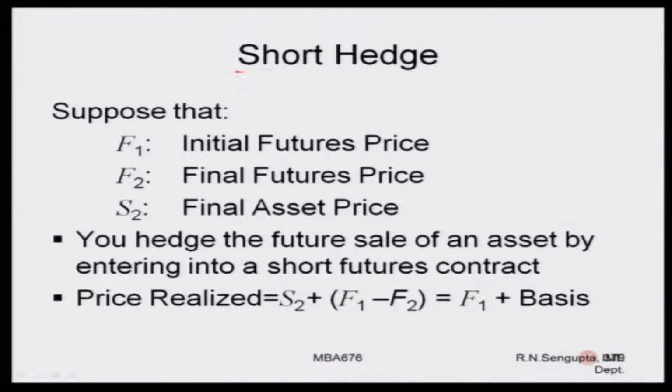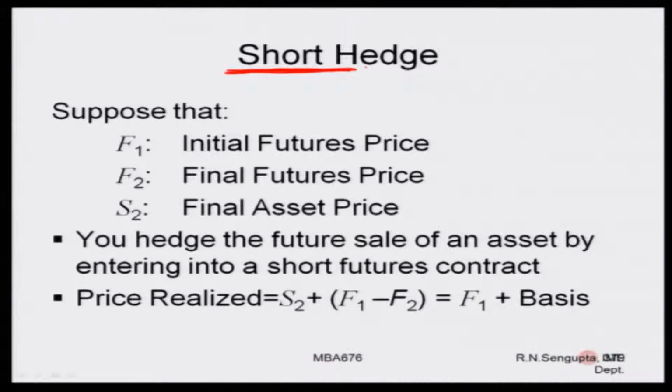So, hence be very well aware that the word is short. Suppose again the same fundamental principle, F1 and F2 are the initial future price and the final future price, and S2 is the final asset price. So, you hedge on the future sales of an asset that you are going to sell by entering into a short future position. Then again, if you calculate, you will find out the differences of the basis risk is coming due to the fact it is between the difference between the spot and the futures at time t is equal to T2 or 2, and then you basically add or subtract F1.